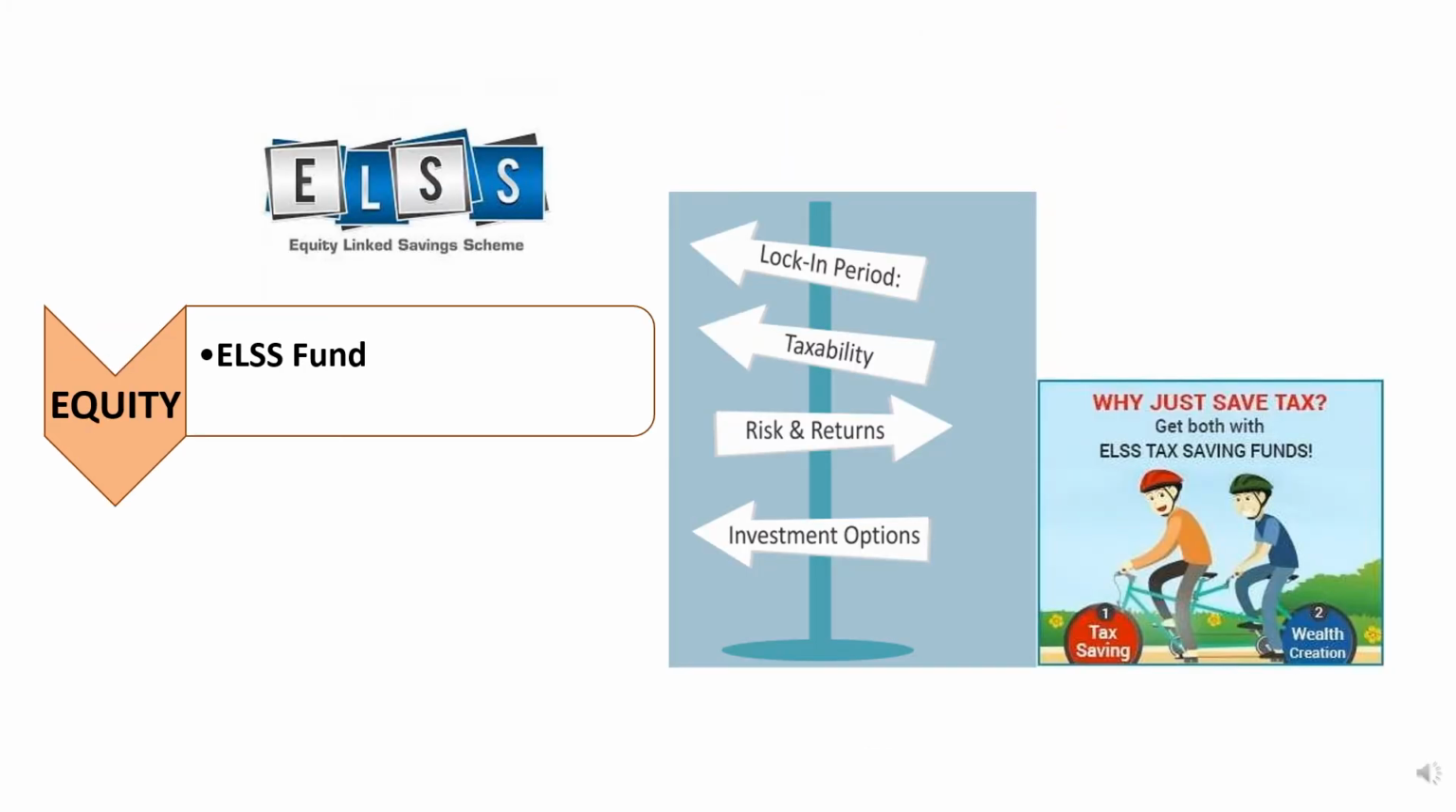ELSS or equity linked savings schemes are equity funds which invest a major portion of their corpus into equity or equity related instruments. ELSS funds are also called tax saving schemes since they offer tax exemption up to 1.5 lakhs from your annual taxable income under section 80C of the Income Tax Act. ELSS has a lock-in period as we need to keep invested for a period of 3 years.